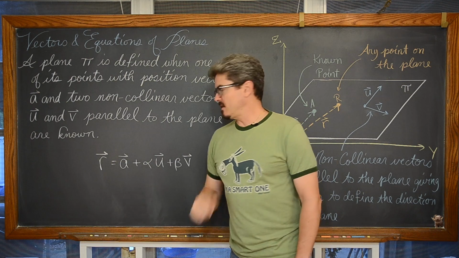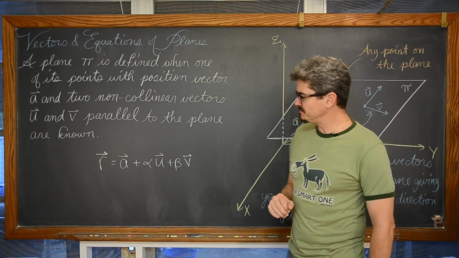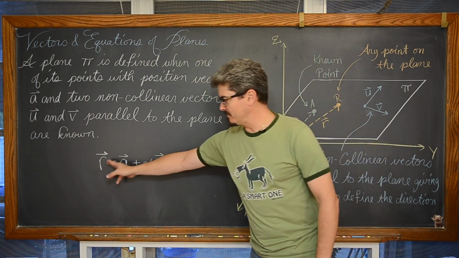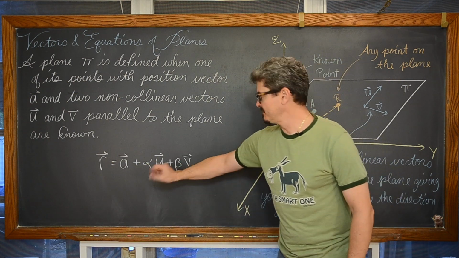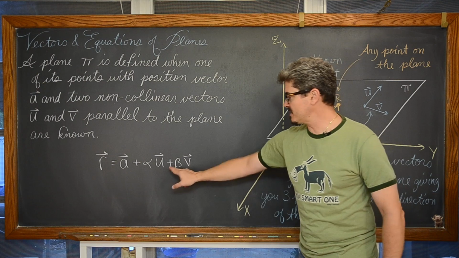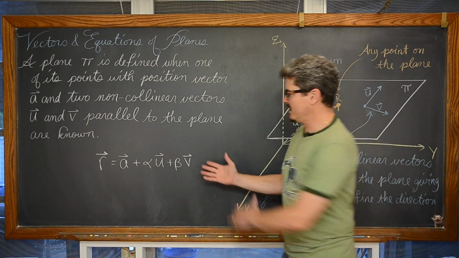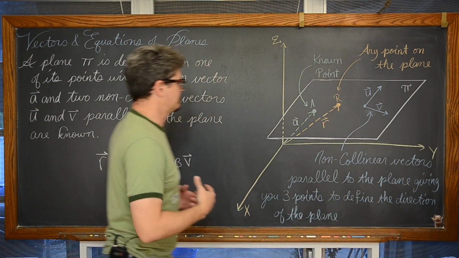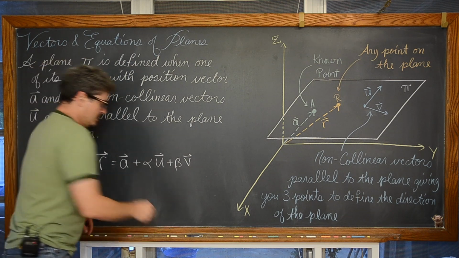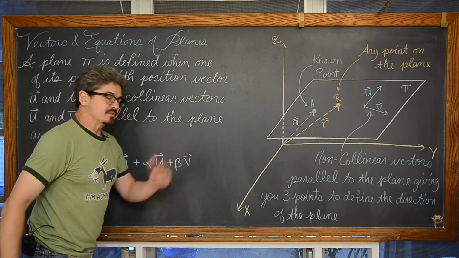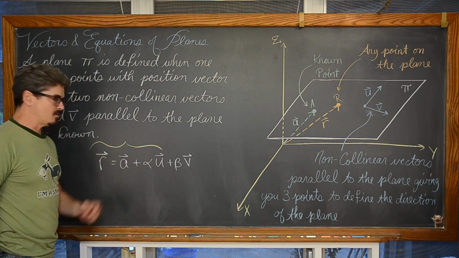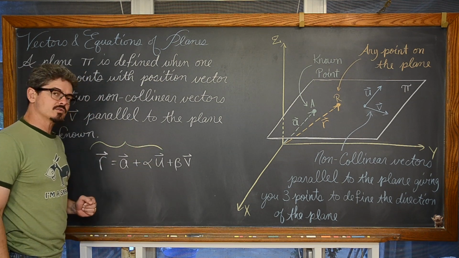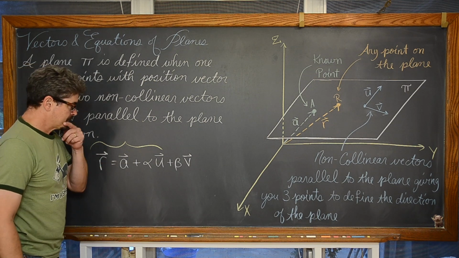And the vector form of our plane equation is vector r equals vector a plus alpha times vector u plus beta times vector v. And what does all this mean and represent? Well, you're obviously studying vectors if you're watching this video, and you might recognize the first few terms of this equation as the vector form for the equation of a line.